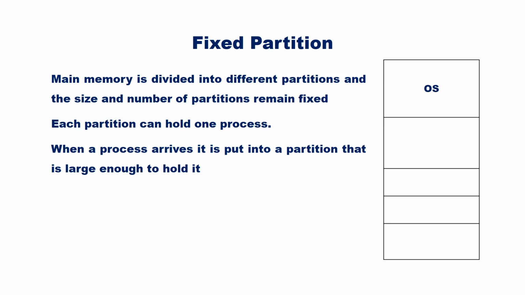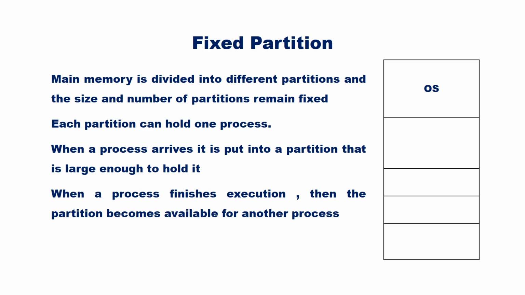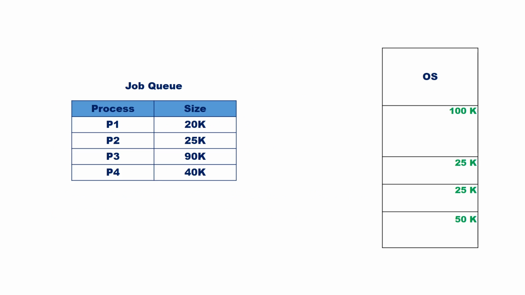When a process arrives, it is put into a partition that is large enough to hold it. When a process finishes execution, the partition becomes available for another process. Assume that the memory is partitioned as shown here. One partition is for the operating system and the other partitions are for the user processes. Consider the set of processes with the sizes as shown here.